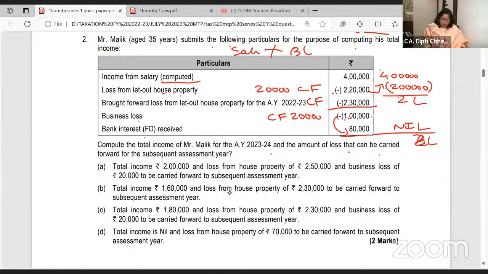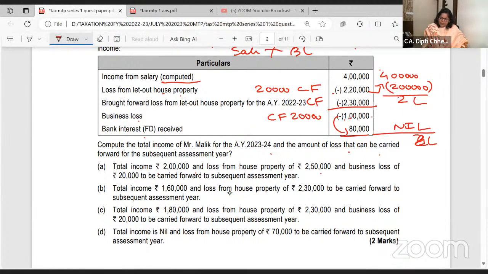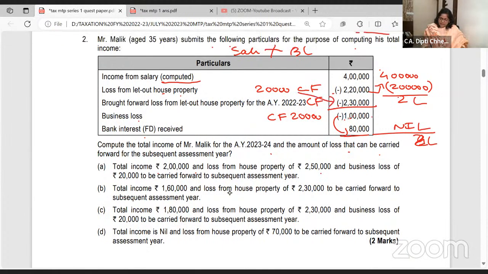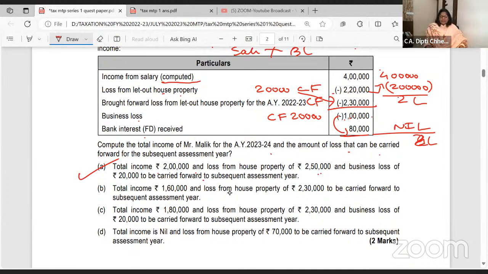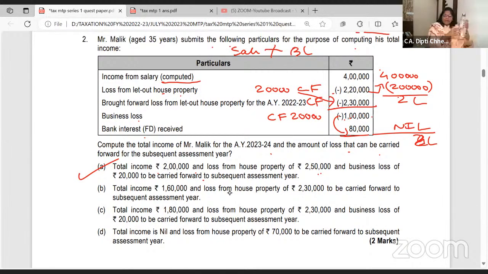Okay. So total income is 2 lakhs. Loss of house property 250 will be carried forward, this 20 and this 230, and business loss 20,000. This is the correct answer. Take your time. Ask your doubts. Is the pitfall clear to all of you or not?